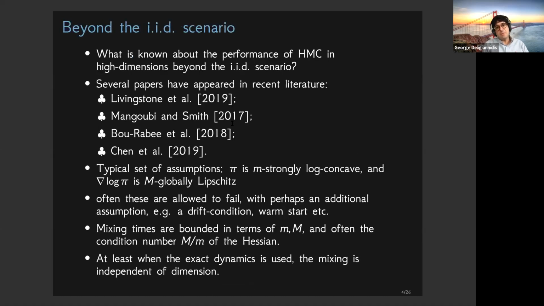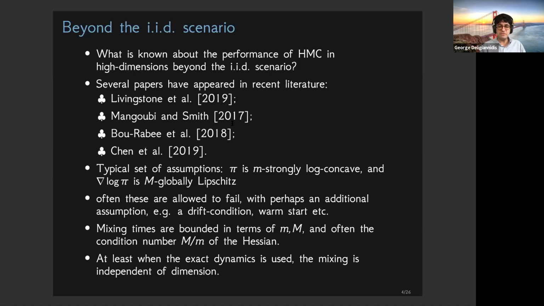So the question is, what happens beyond the IID scenario? There have been a lot of papers recently trying to understand how HMC mixes, usually in some form of the smooth convex case for the potential U. So the typical set of assumptions is that you've got a strongly log-concave target, and the gradient of U is globally Lipschitz, and then you've got these two parameters, little m and large M, and mixing is usually given in terms of these parameters and often the condition number of the Hessian, which is the ratio of these two.